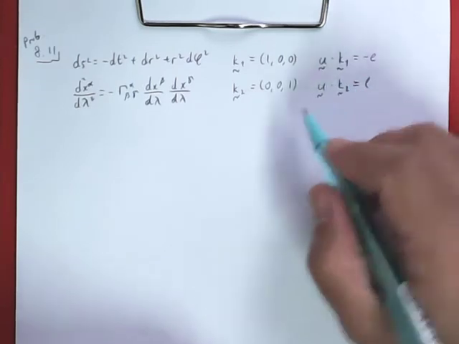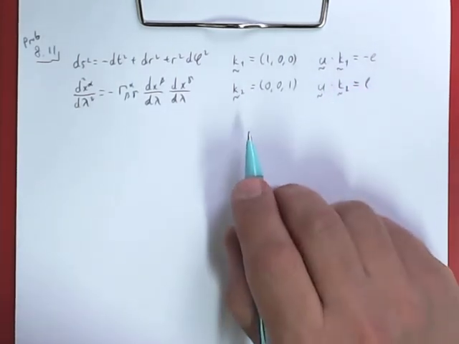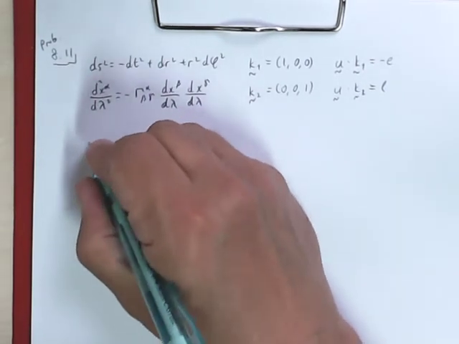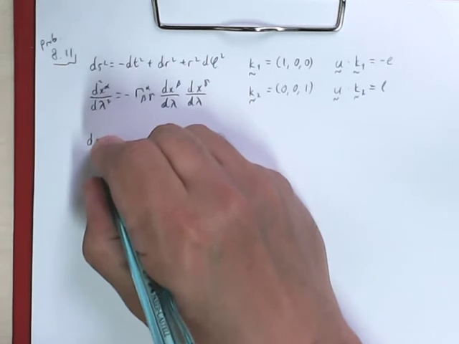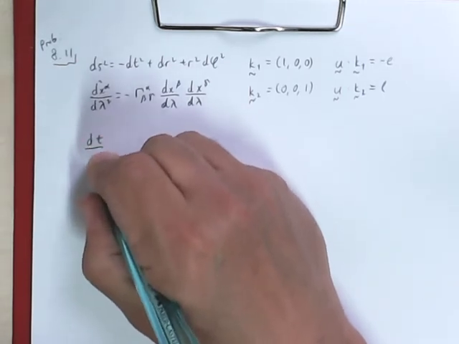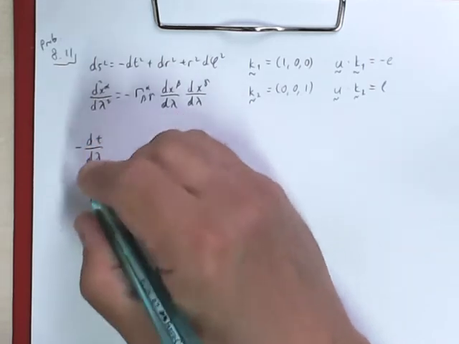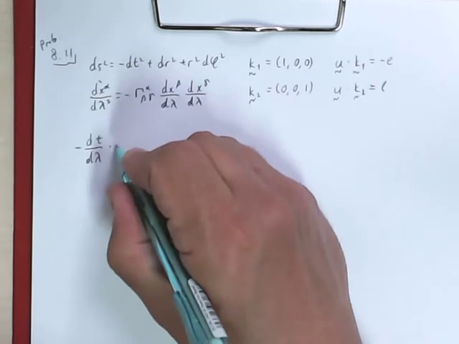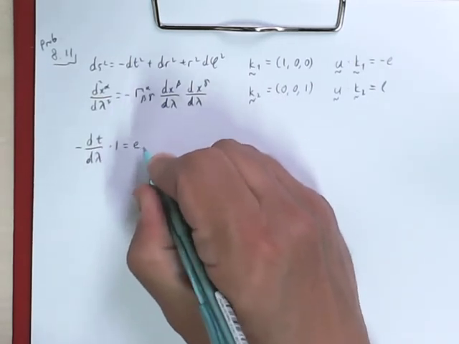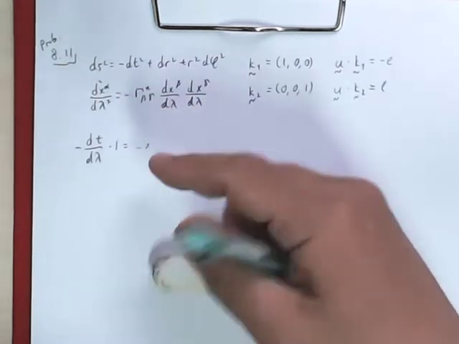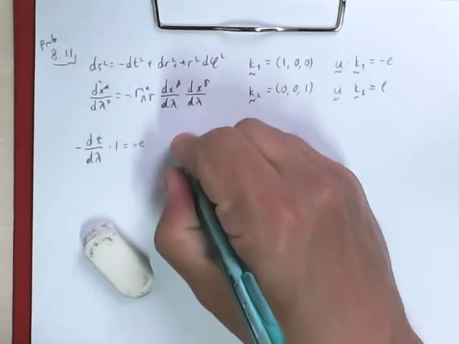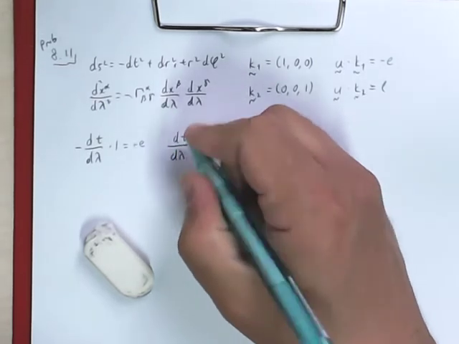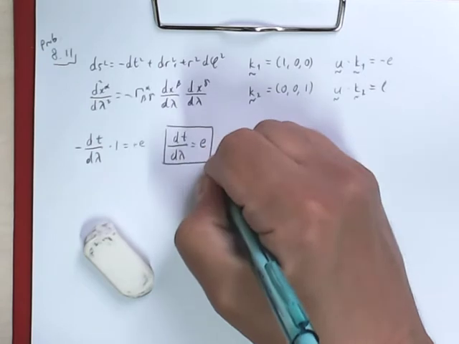So what do these look like? Let's write the dot product for the first one. That is going to be minus dt by d lambda times this. This is just the first element, it's just 1, right? It is going to be minus E, and therefore dt by d lambda is some constant E. So this is my first differential equation.